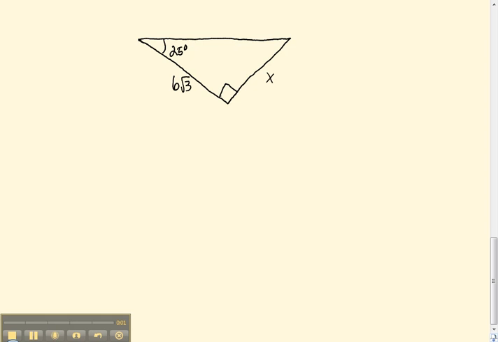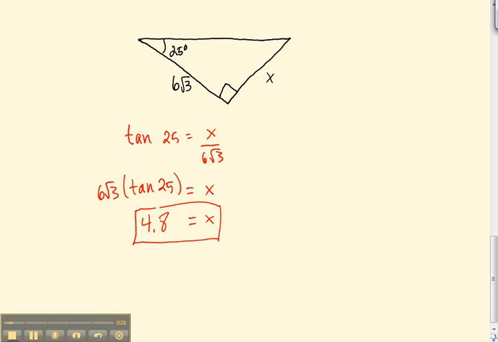All right, so this is the solution to the problem at the end of the last video. I wanted you to find out what x is. Here's a solution. Tan of 25 is equal to x over 6 root 3. To solve for this, I just need to plug in tan 25 into my calculator. It's just a number. Multiply both sides by 6 root 3, just like that, and you get your final answer. X is equal to 4.8.